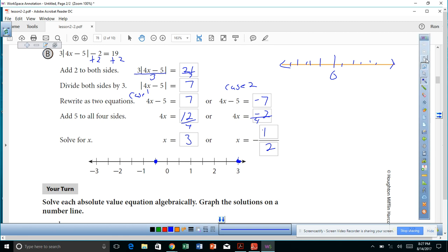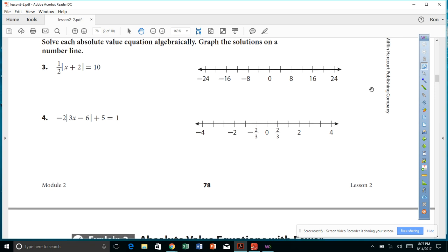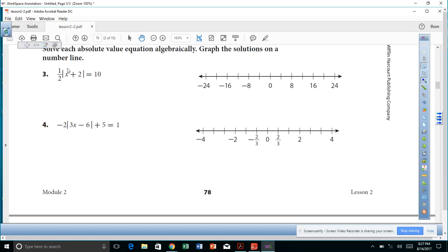All right, your turn. Solve each absolute value equation algebraically. Graph the solution on a number line. So let's take a look at 3 here. We have 1/2 times the absolute value of x plus 2 equals 10. So let's multiply both sides by 2, and you get the absolute value of x plus 2 equals 20.